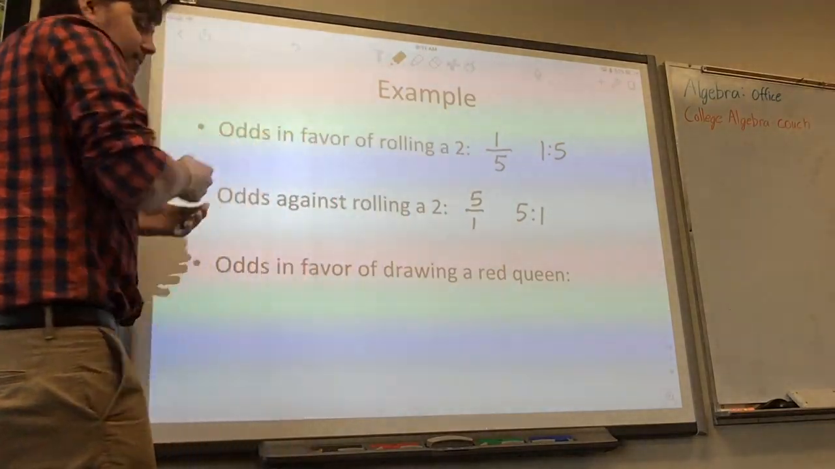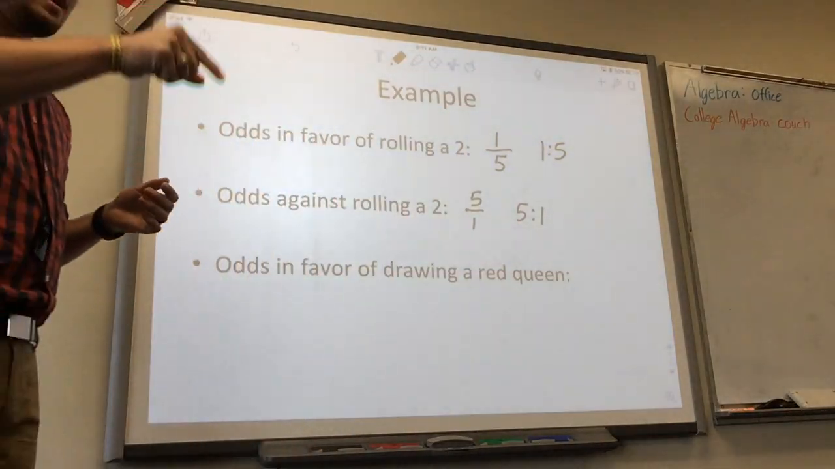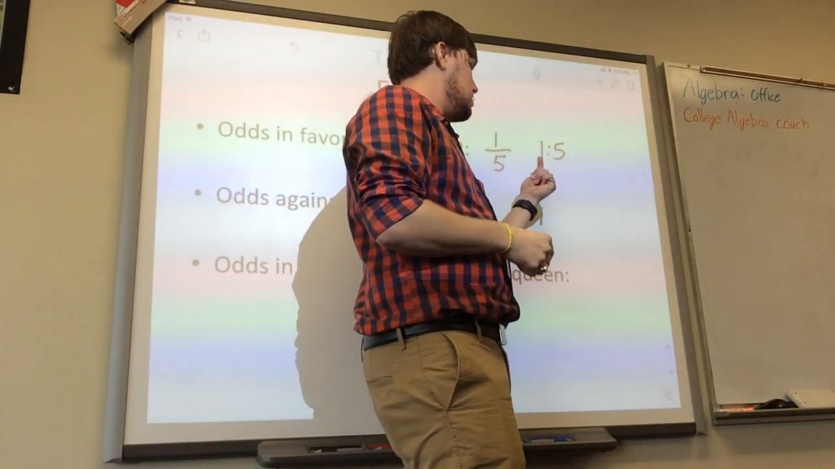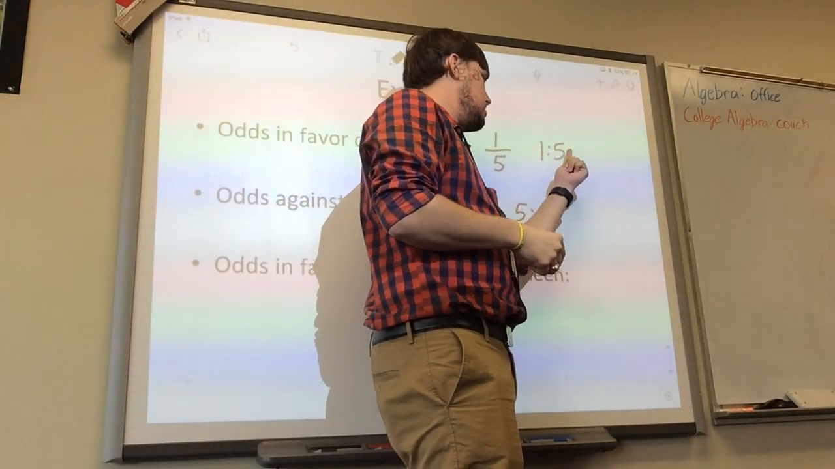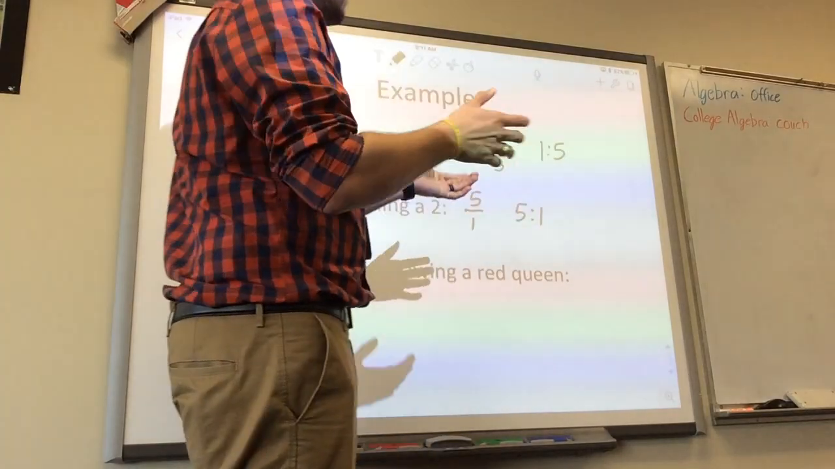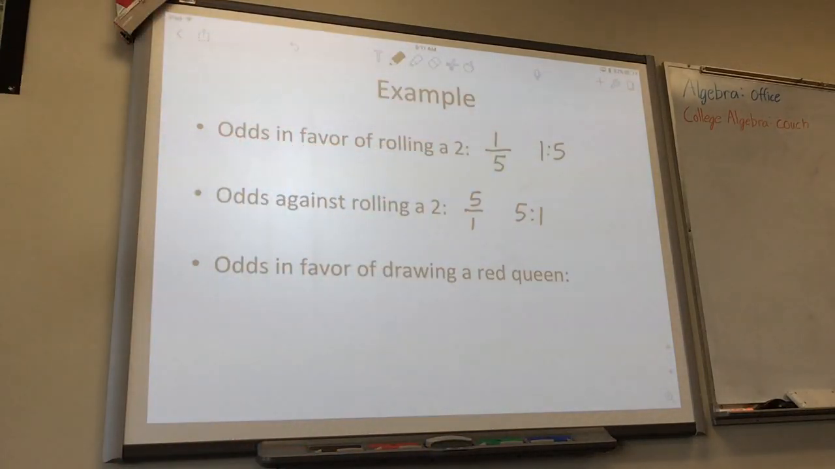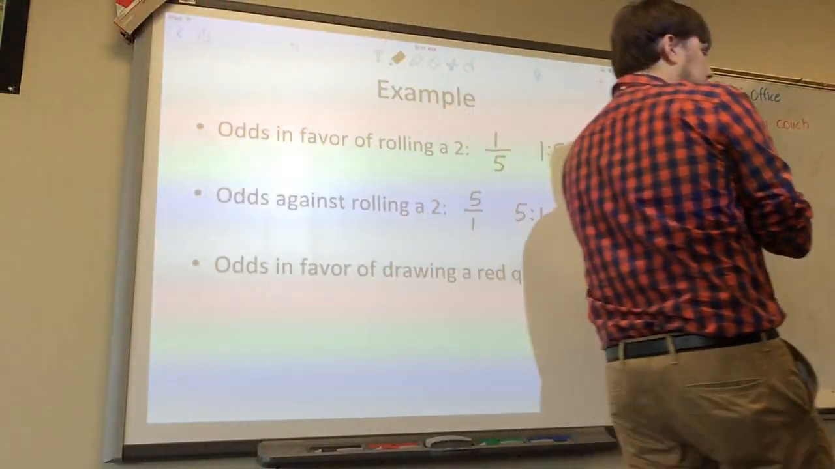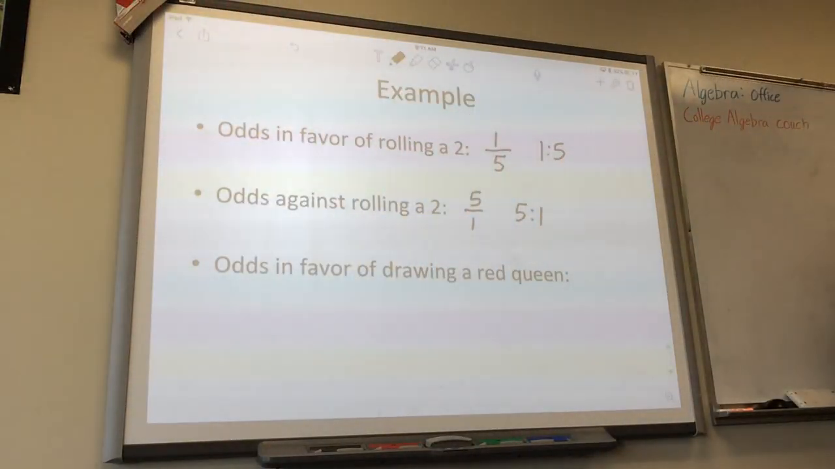So if I roll the die and I bet you I'm going to roll a 2, these are my odds. If I bet $100, I'd win 500. Okay? Let's not do this one at the bottom yet.